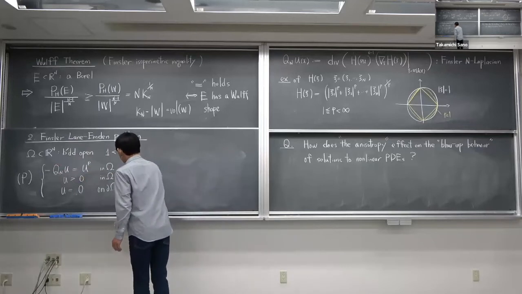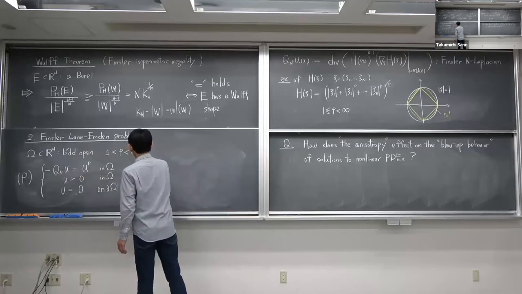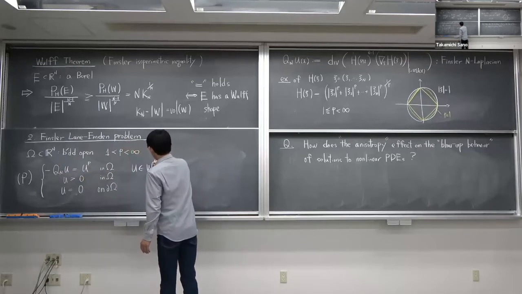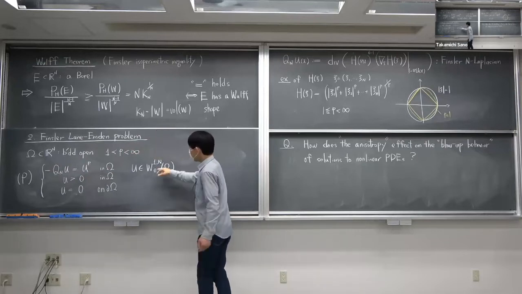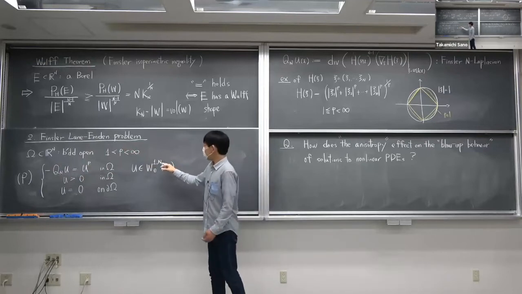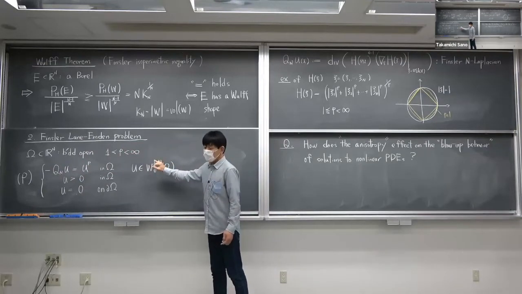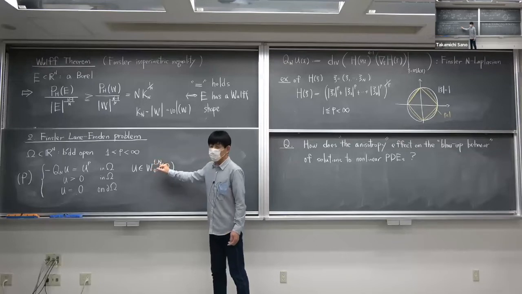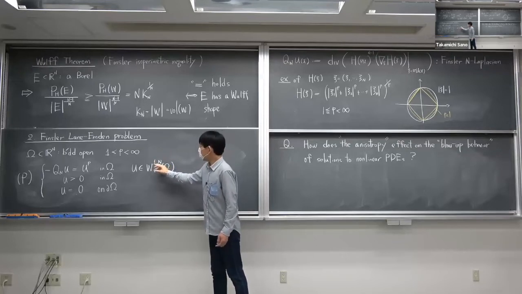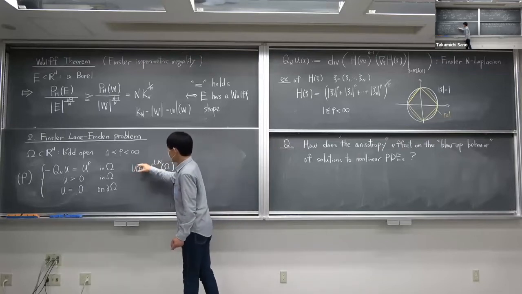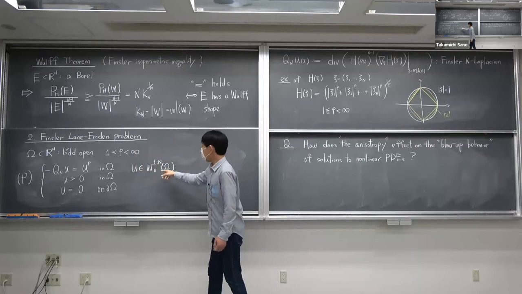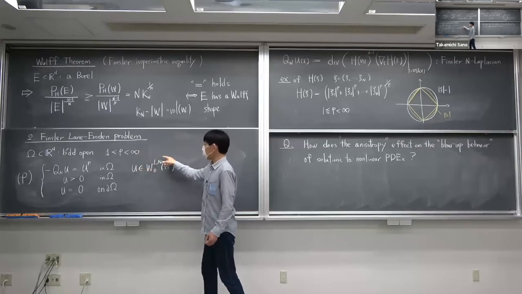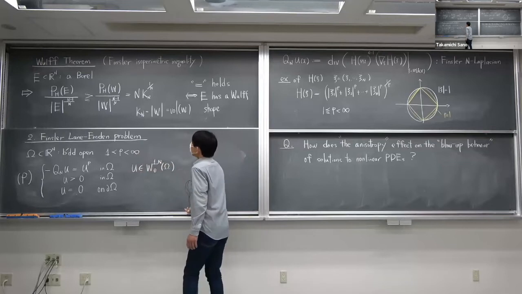Now we want to find the solution in the Sobolev space W^{1,n}_0 of omega. This is the symbol of the Sobolev space, which means that the first order distributional derivative is n-th power integrable. So we can take a derivative with respect to x, the gradient of u, and the modulus of the gradient of u to the power n is integrable, and u is equal to 0 on the boundary. This is the problem.